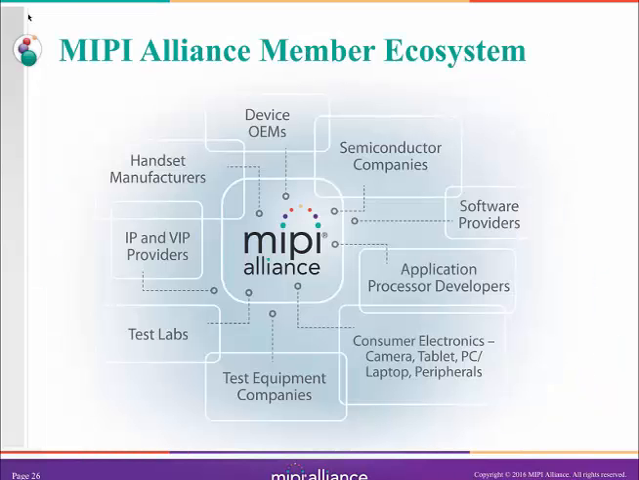MIPI's member ecosystem has really evolved over the years as well. We primarily started with handset manufacturers, device OEMs, and semiconductor companies. That was really the heart of MIPI, which started with the implementation of a camera in a mobile phone. And as we've evolved over the years, the IP community and VIP community, as well as test labs, test equipment companies, and other consumer electronic companies, and especially those that are also going into IoT, really came together to make up the MIPI ecosystem as well. If you go to the next slide.